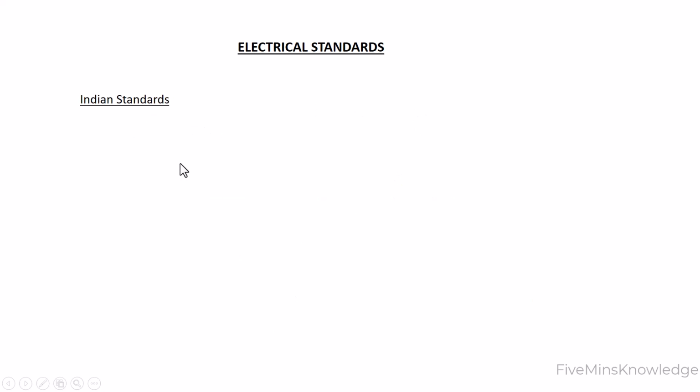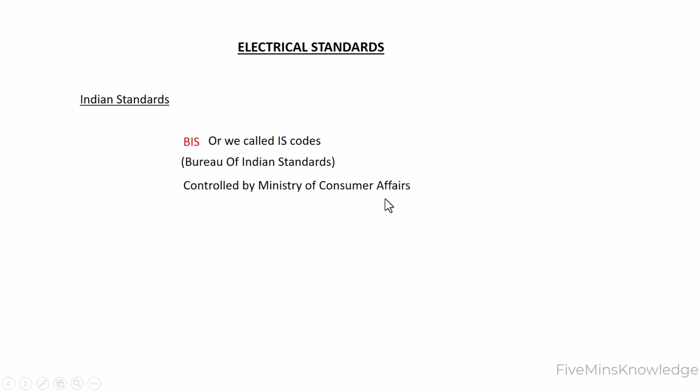And then comes the Indian standards. If you are from India, then you have to follow these standards. In India, we follow the BIS, Bureau of Indian Standards. We also call it IS codes. These standards are maintained and controlled by the Ministry of Consumer Affairs. There are different kinds of IS codes also. Let me show you some of them.